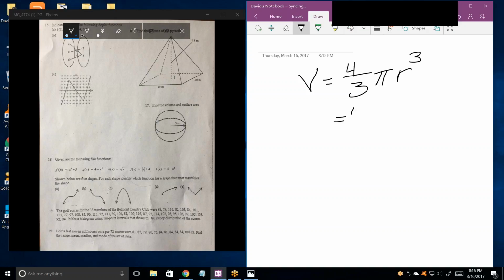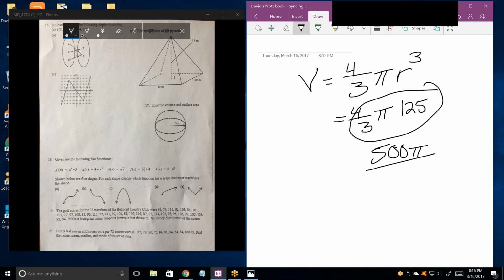So the volume is 4/3 pi times 5 cubed, which is 125. So whatever that number comes out to be. Okay. I guess 500 pi over 3. Okay. That's its volume.